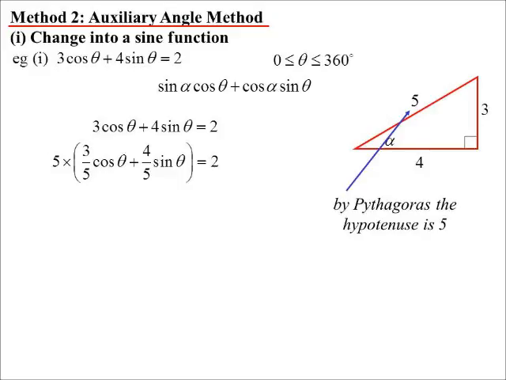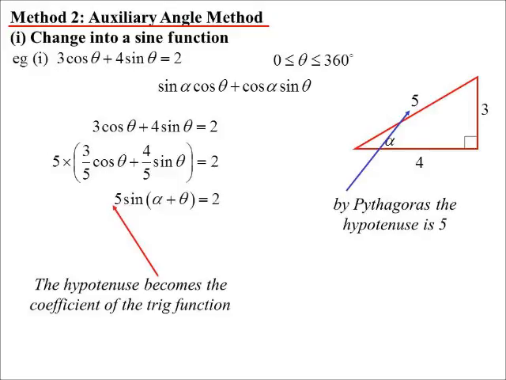Because obviously sine of alpha can't equal 3. If I look at my triangle, sine of alpha is actually 3/5, so I would have liked 3/5 there. Same with the 4: cos alpha can't equal 4, but it can equal 4/5. So if I multiply by 5, then I've got 5 lots of 3/5 and 4/5. What that always means is, whatever that hypotenuse ends up being, that's going to be the coefficient of the trig function.